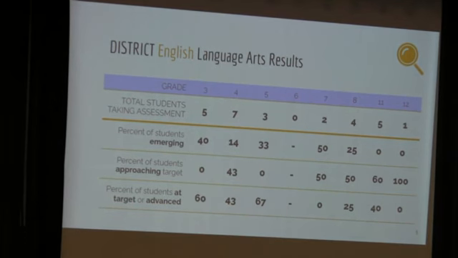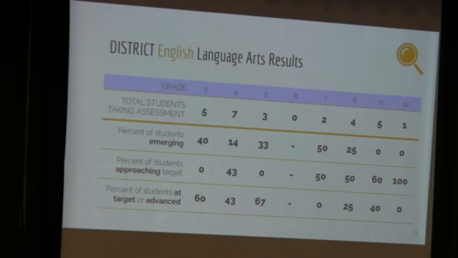So for the district in ELA, at the top you'll see the total students taking the assessment. In 3rd grade, we had 5. In 4th grade, we had 7. In 5th grade, we had 3 students. In 6th grade, we had 0 students taking it. In 7th grade, 2. In 8th grade, 4. In 11th grade, 5. And again, that includes the one 12th grade student that I spoke about.